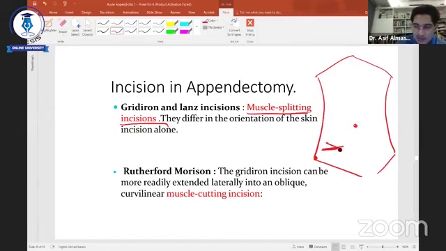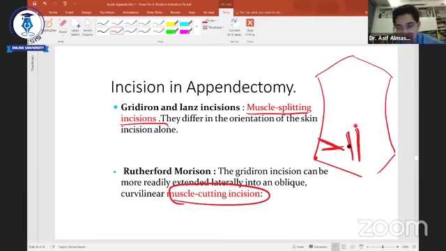Rutherford Morrison is an extension of the gridiron incision, but it is a muscle cutting incision. Remember this. This is a muscle cutting incision. Certainly, we can give a midline incision if there's a confusion, a lower midline incision. A lower paramedian incision can also be given in these patients.